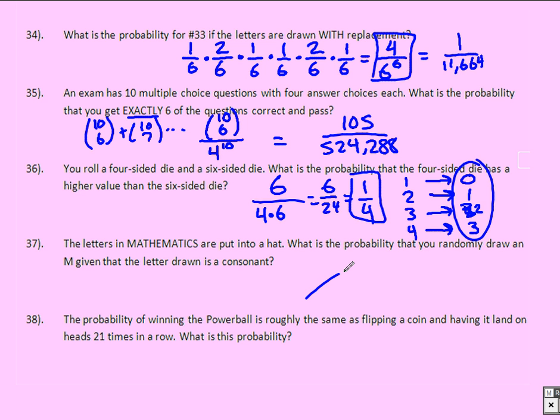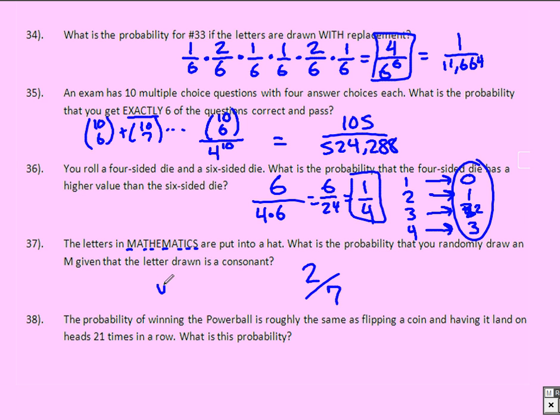Well, you know it's a consonant. So how many consonants are there in this word? Looks like there are 7 of them. So of the 7 consonants, how many of them are the letter M? 2. That's your answer. That's all you have to do.